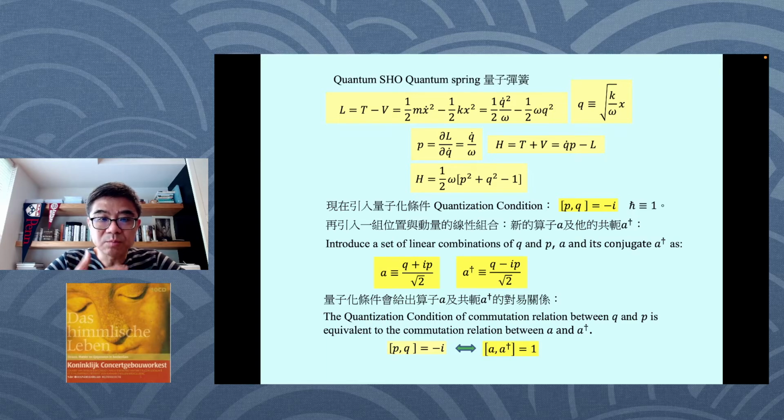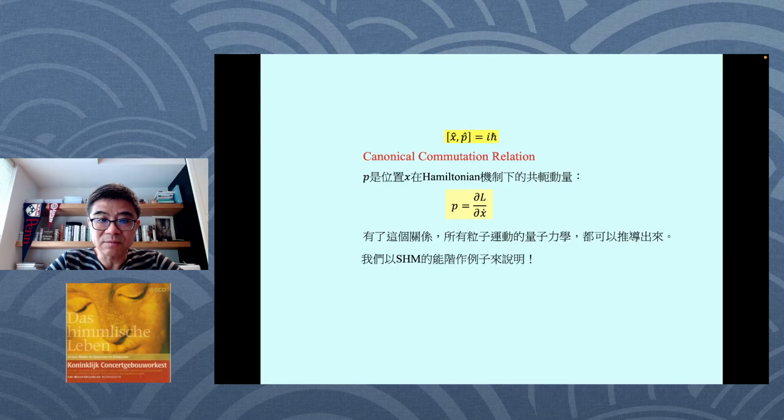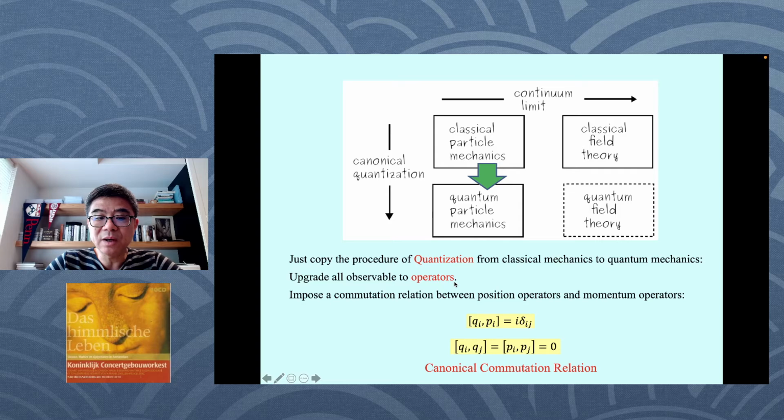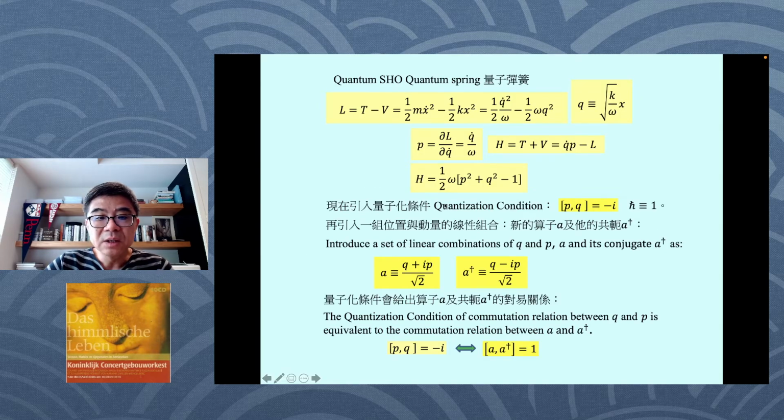So now we will proceed into the quantum world. I now quantize this simple harmonic motion, and the procedure is just as I have outlined here. You upgrade everything into operators and then impose the canonical commutation relation. It's this simple. So here these P and Q are now upgraded into operators. Usually we give them a hat. However, I don't know why I didn't write a hat in my transparency, so bear with me. From this point on, they are operators.